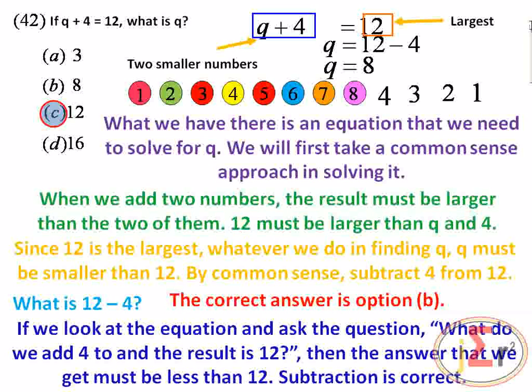If we look at the equation and ask the question, what do we add 4 to, and the result is 12? Then the answer that we get must be less than 12. Subtraction is therefore correct. What number do we add 4 to and the result is 12? Then the answer must be less than 12. Subtraction is correct.